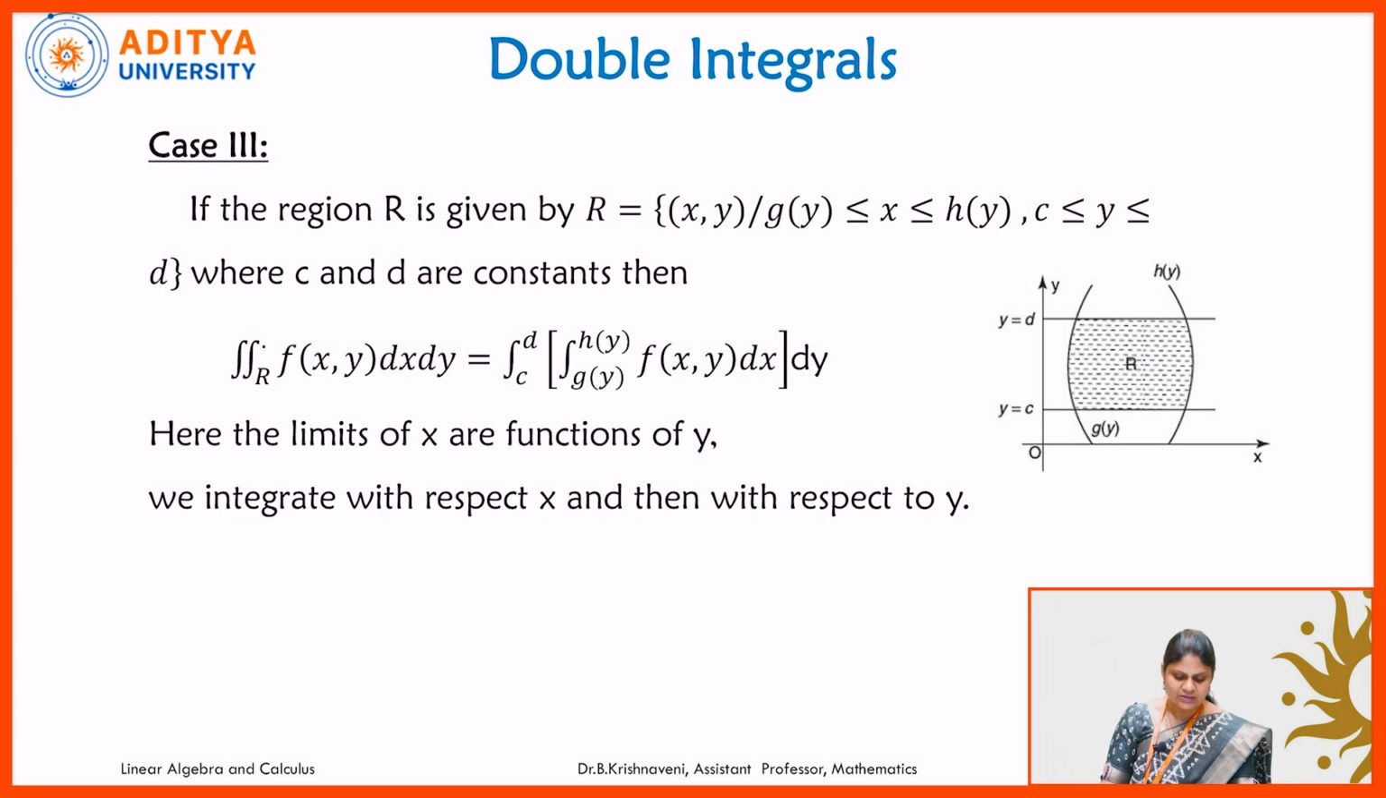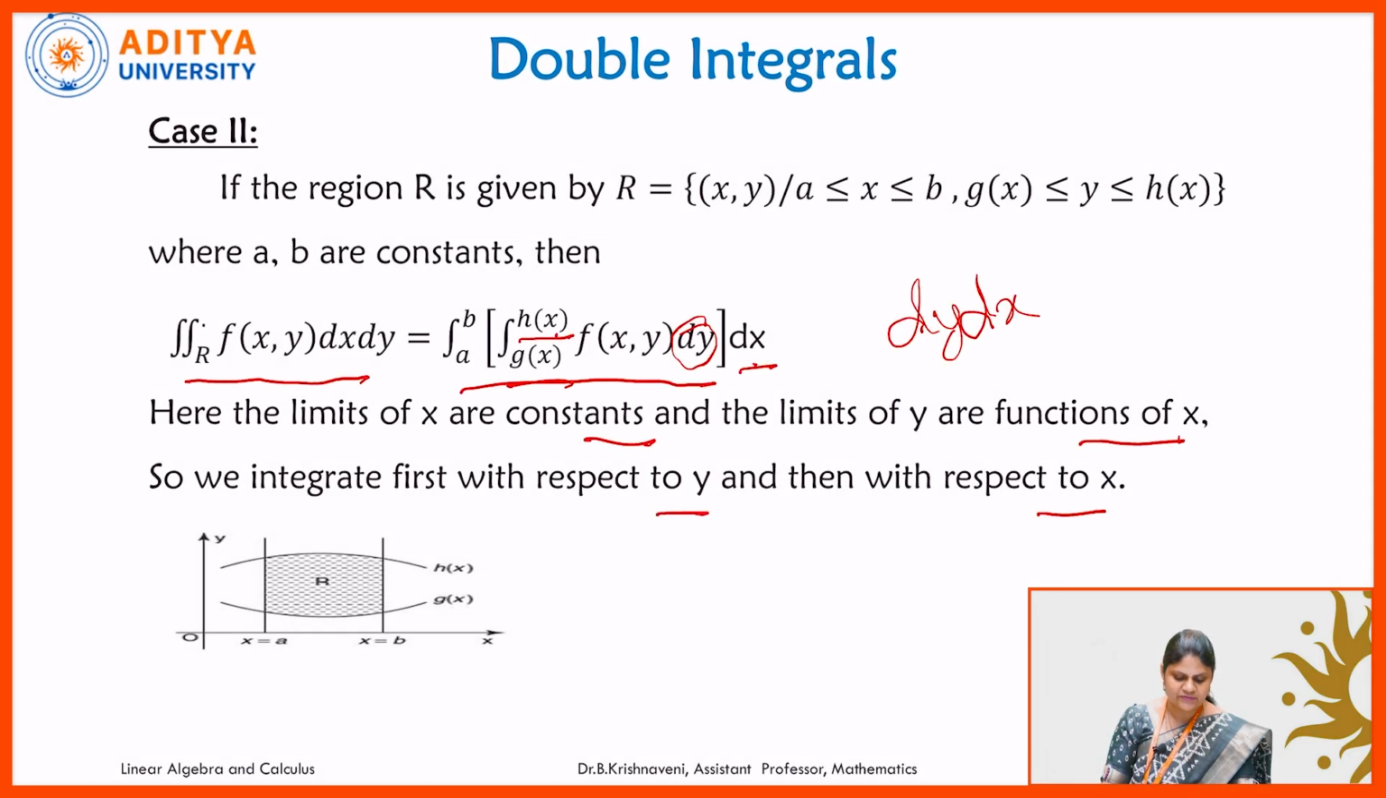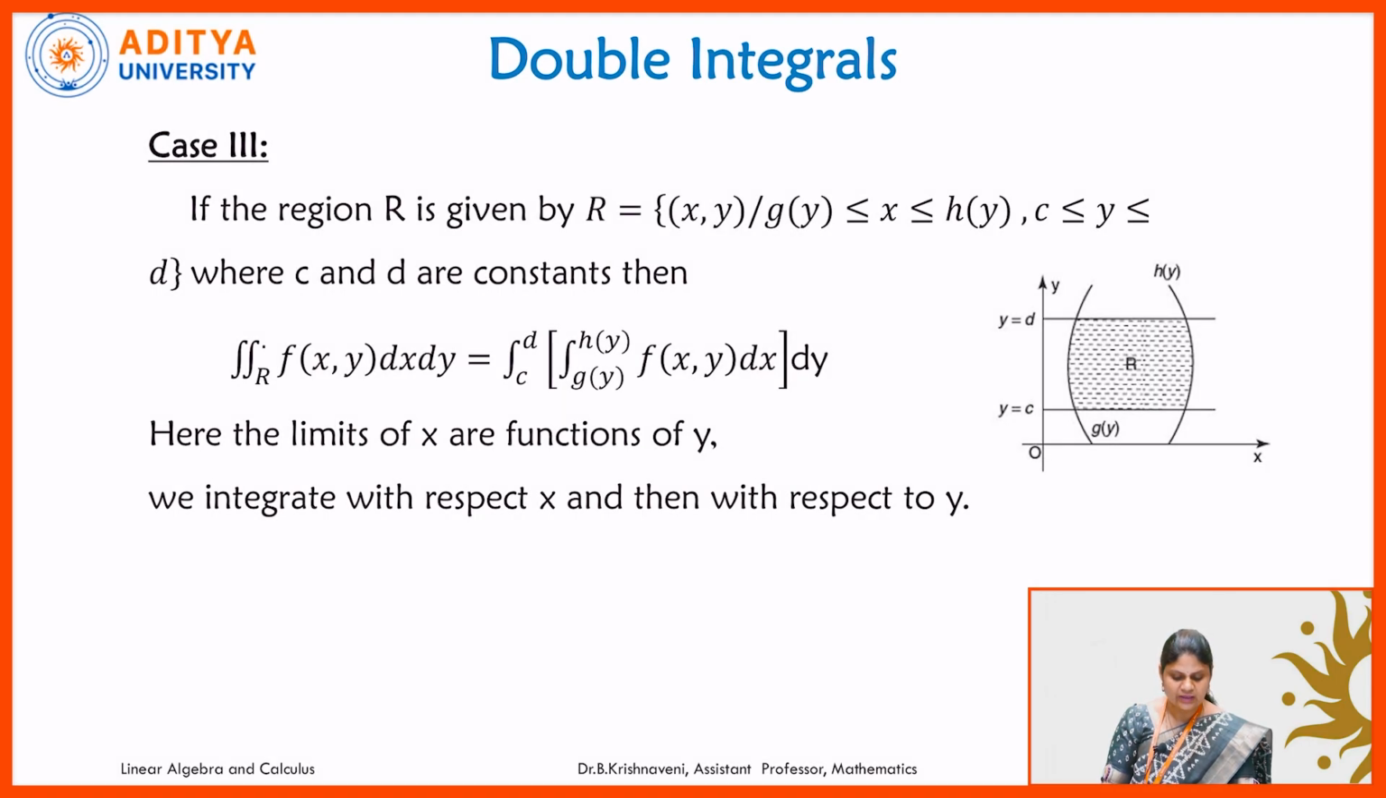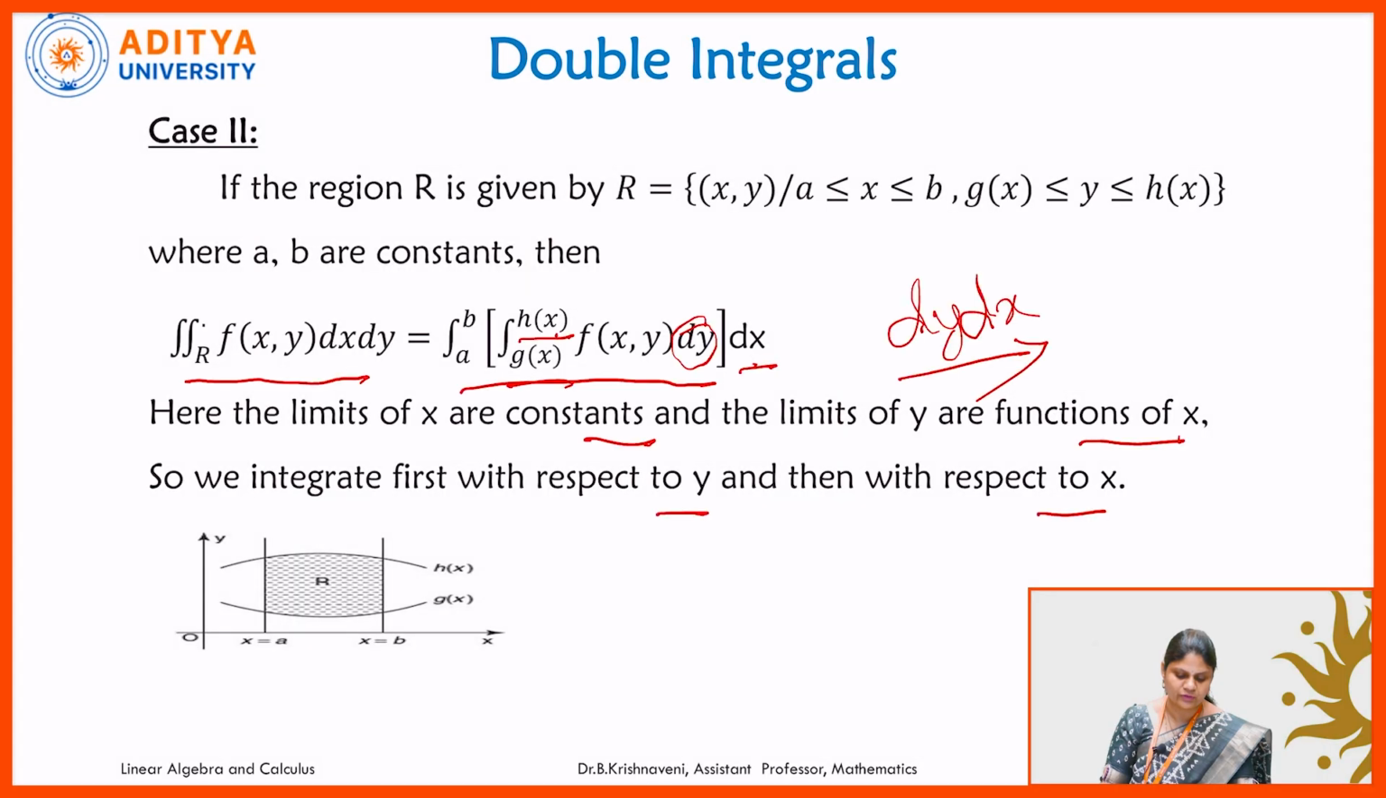Now case 3. As in the previous case, there we had y limits as variable limits in terms of x and x limits as constants, so we took the order first with respect to y, then x. Now the next case is where x limits are variable limits in terms of y and y limits are constants. In this case, first you have to integrate with respect to x, thereafter with respect to y. So the order of integration is first x, then y. These were the three cases we have to know in order to evaluate double integrals.